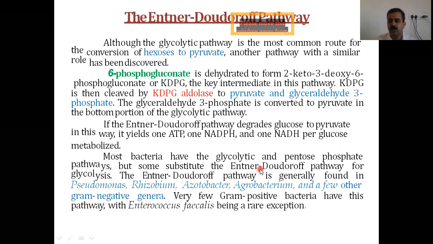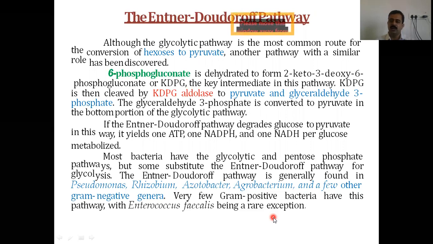Most bacteria have the glycolytic and pentose phosphate pathways, but some substitute the ED pathway for glycolysis. The ED pathway is generally found in organisms such as Pseudomonas, Rhizobium, Azotobacter, Agrobacterium, and a few other gram-negative genera. Very few gram-positive bacteria have this pathway, with Enterococcus faecalis being a rare exception. So basically, this pathway is followed by selective organisms only, mostly gram-negative ones, with some exceptions in gram-positive bacteria, for example Enterococcus faecalis.